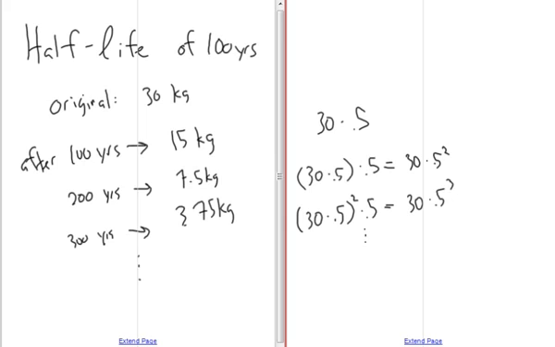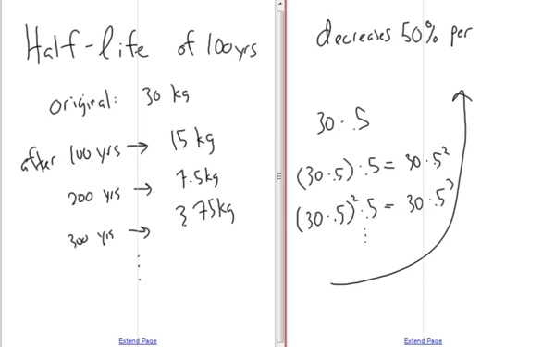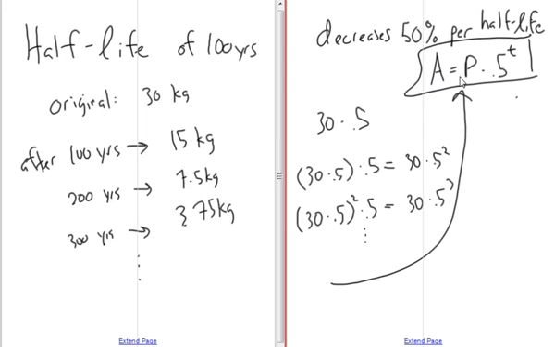This is correct. So thinking about this more generically, it's decreasing by 50% per half-life period. So that gives us the formula A equals P times 0.5 to the t. It's once again a special case of something that is decreasing every year. Half-life just means 50% decrease. So if we took that previous formula, we could say 1 minus 0.5, and that would give us 0.5 inside the parentheses. So you don't necessarily need this as a separate formula, but it's helpful to have for quick reference.